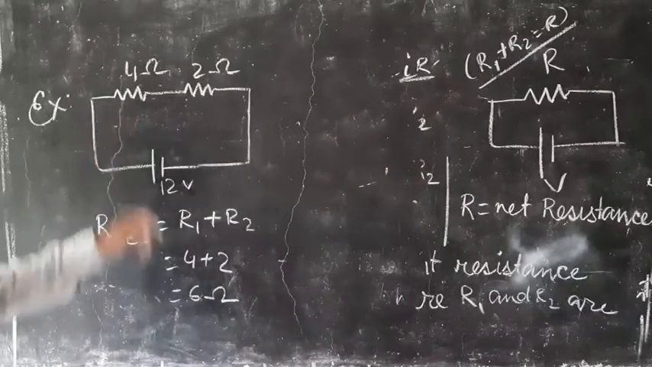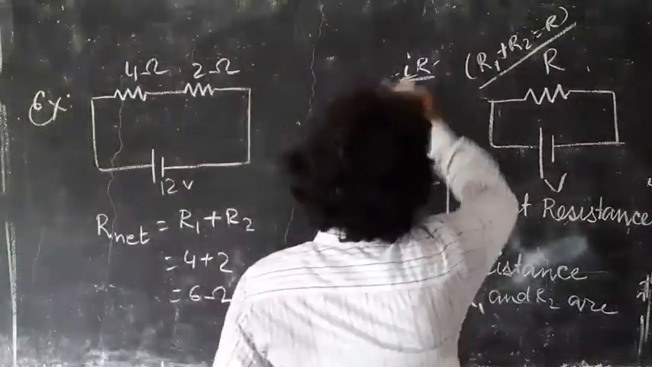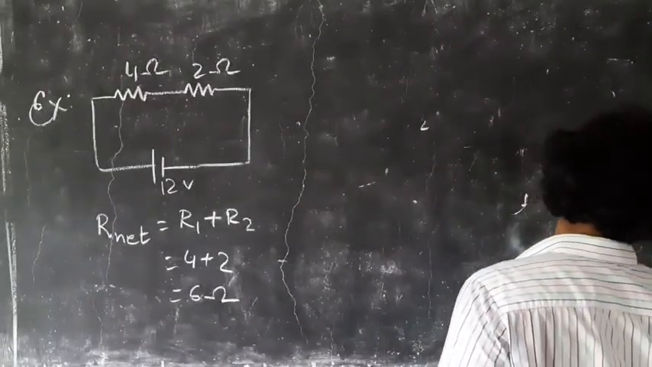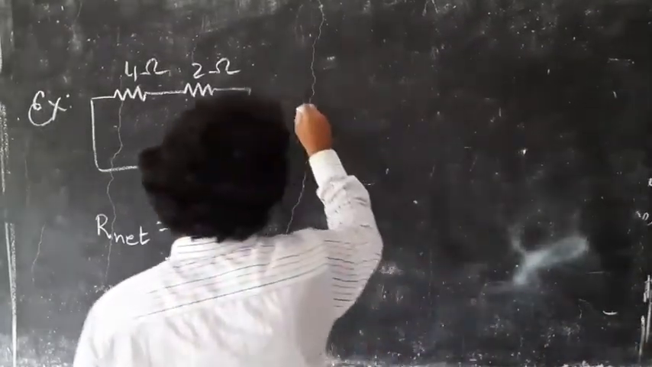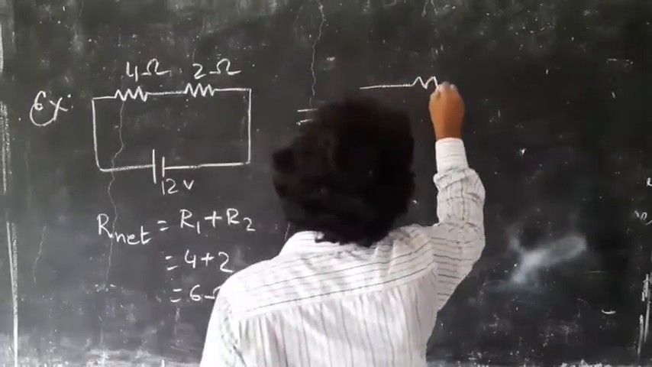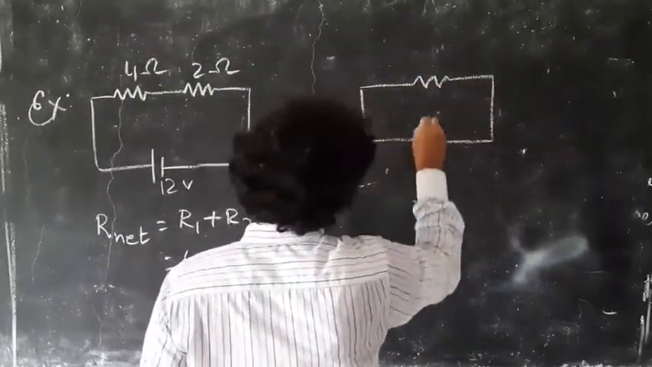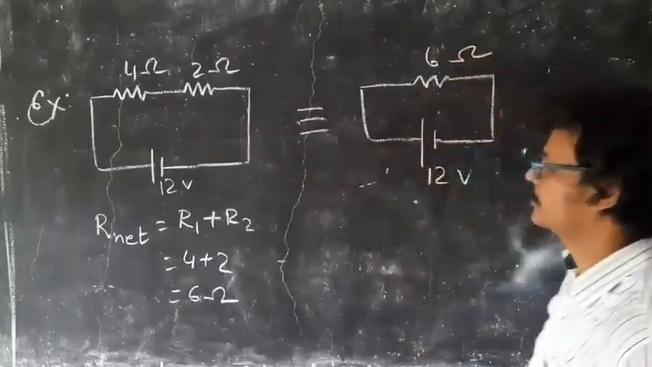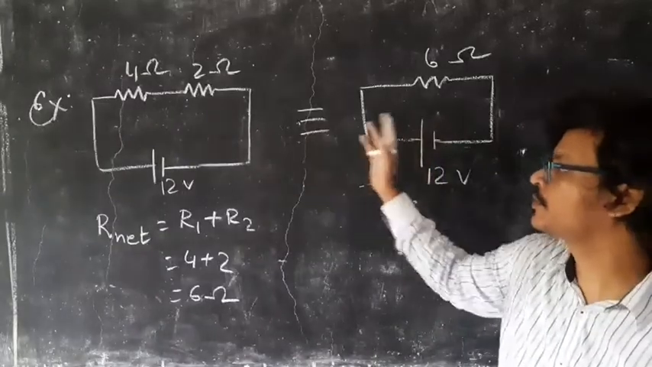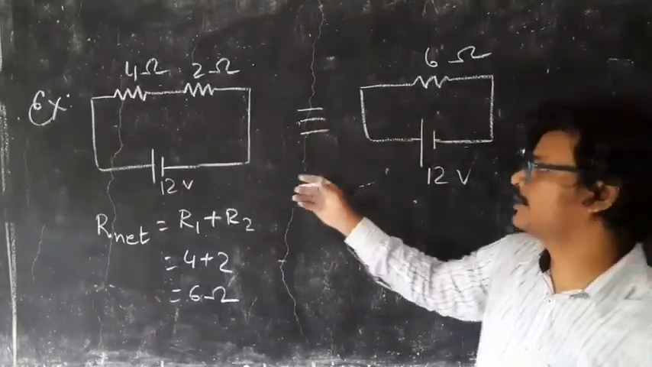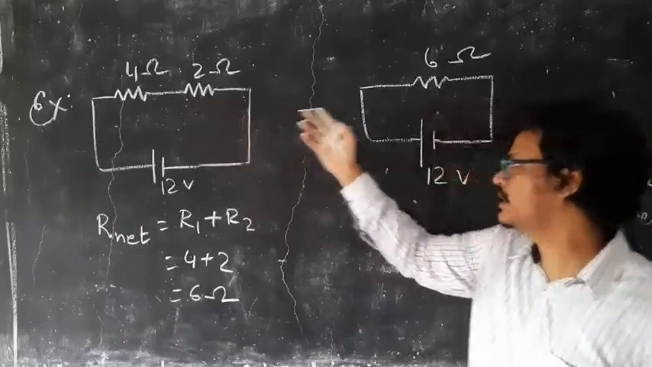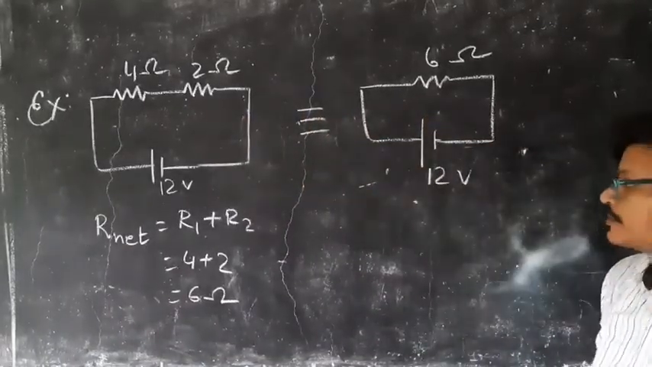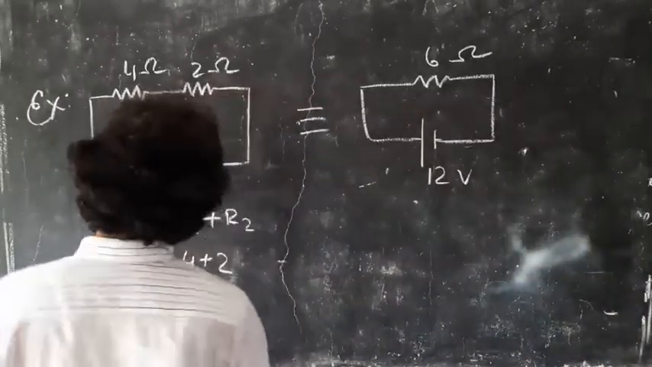We can replace this circuit having two resistances 4 ohm and 2 ohm with a single resistance whose value is equal to 6 ohm. This is 12 volt, this is 6 ohm. There is no difference between these two. The only difference is here there are two resistances and here there is one resistance. Same current will flow through both circuits. So this is the way you can find net resistance.